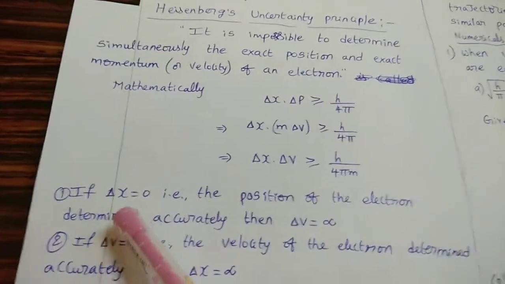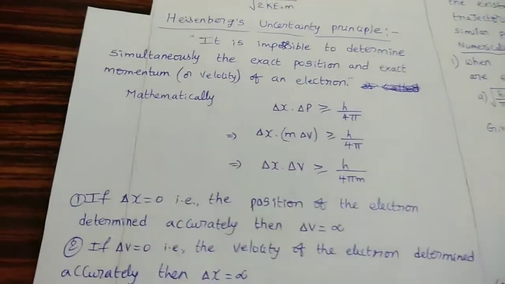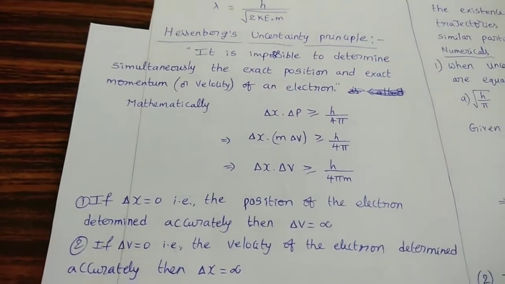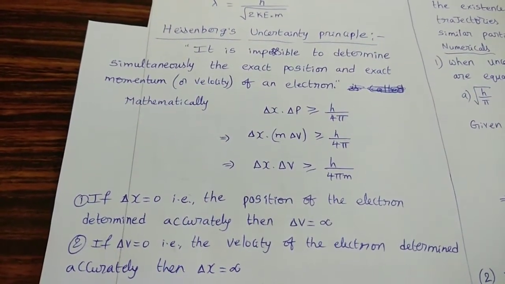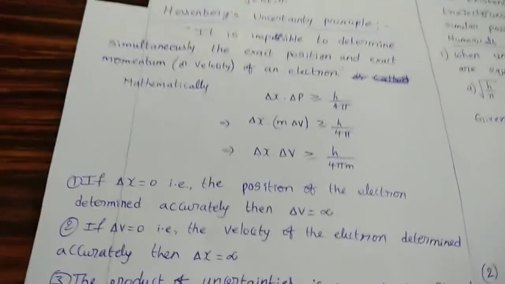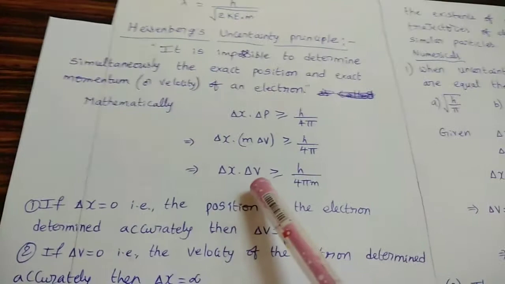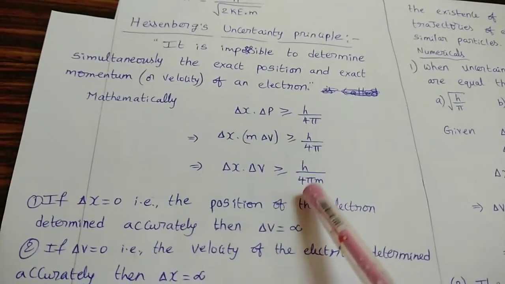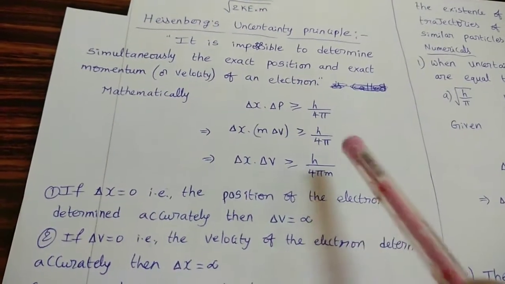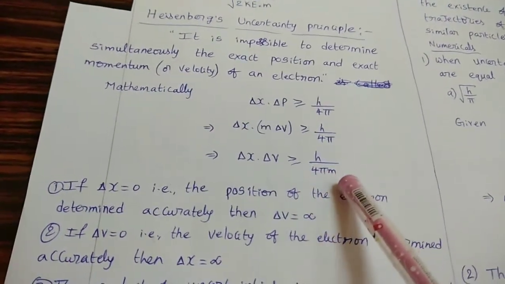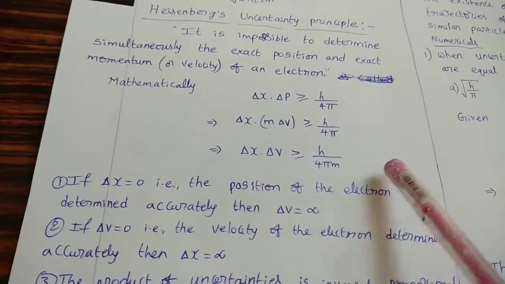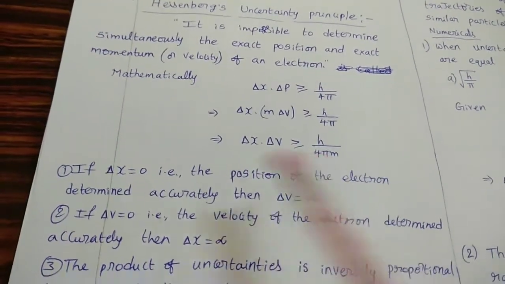Now see the conditions. If delta x is 0, that means uncertainty in the position is 0. That means the position of the electron is determined accurately. Then delta v equal to infinity. See this. Delta v equal to h by 4 pi m into delta x. Here delta x is 0. h by 4 pi m into 0. Anything divided by 0 means the final value is infinity only. So delta v equal to infinity.